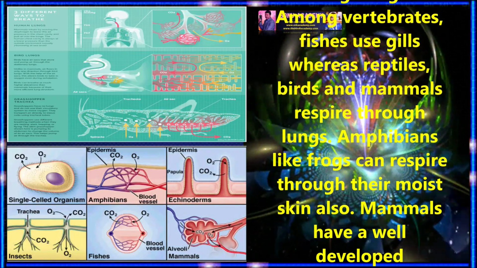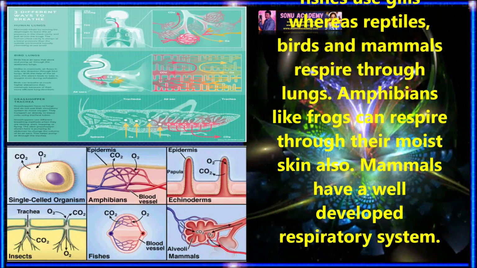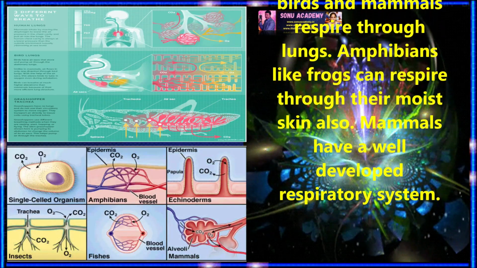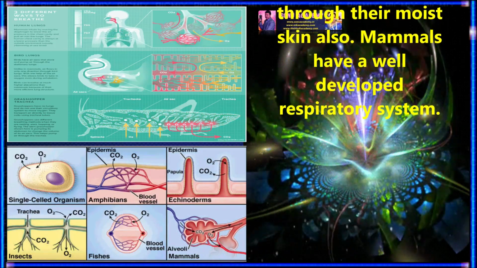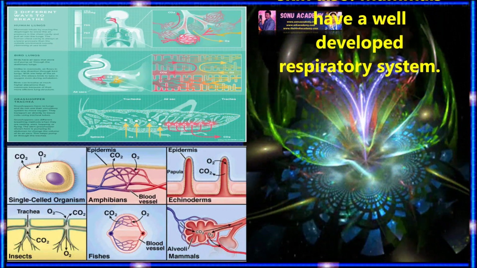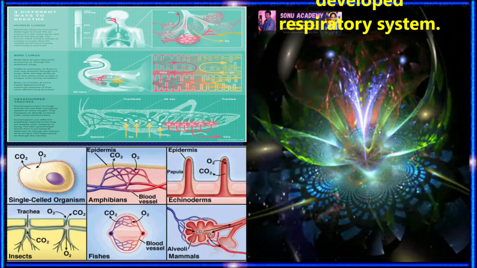Among vertebrates, fishes use gills, whereas reptiles, birds, and mammals respire through lungs. Amphibians like frogs can respire through their moist skin also. Mammals have a well developed respiratory system.